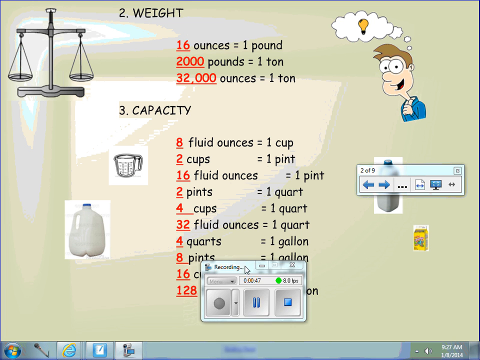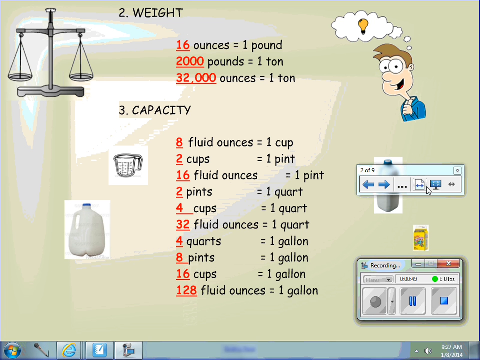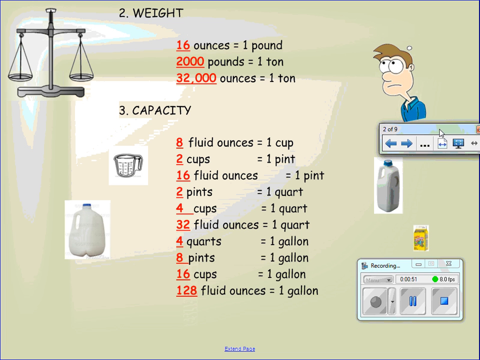For capacity, when we're denoting capacity, 8 fluid ounces are in 1 cup, 2 cups are in a pint, 16 fluid ounces are in 1 pint, 2 pints are in a quart, 4 cups are in 1 quart, 32 fluid ounces are in 1 quart, 4 quarts are in 1 gallon, 8 pints in 1 gallon, 16 cups in a gallon, and 128 fluid ounces are in a gallon.